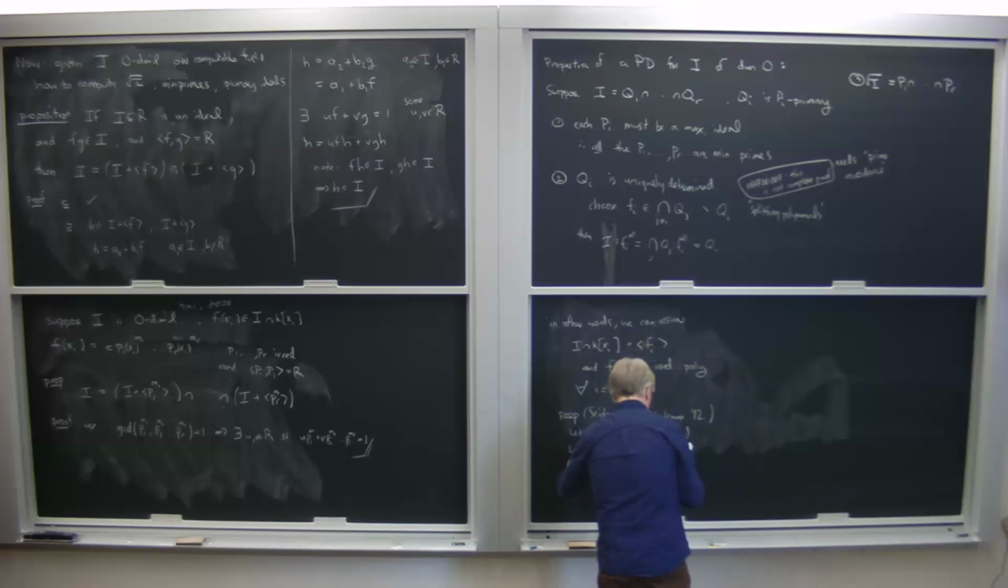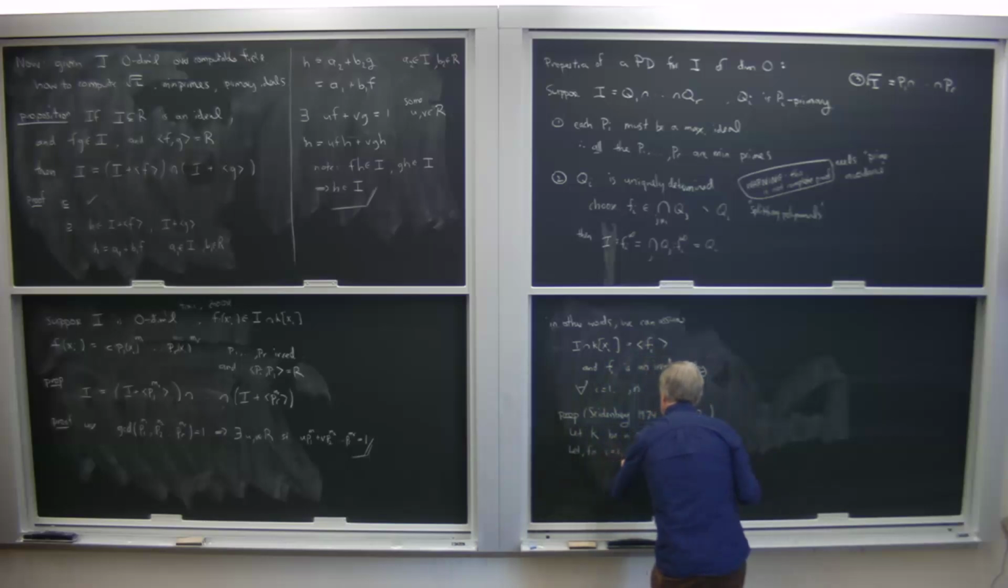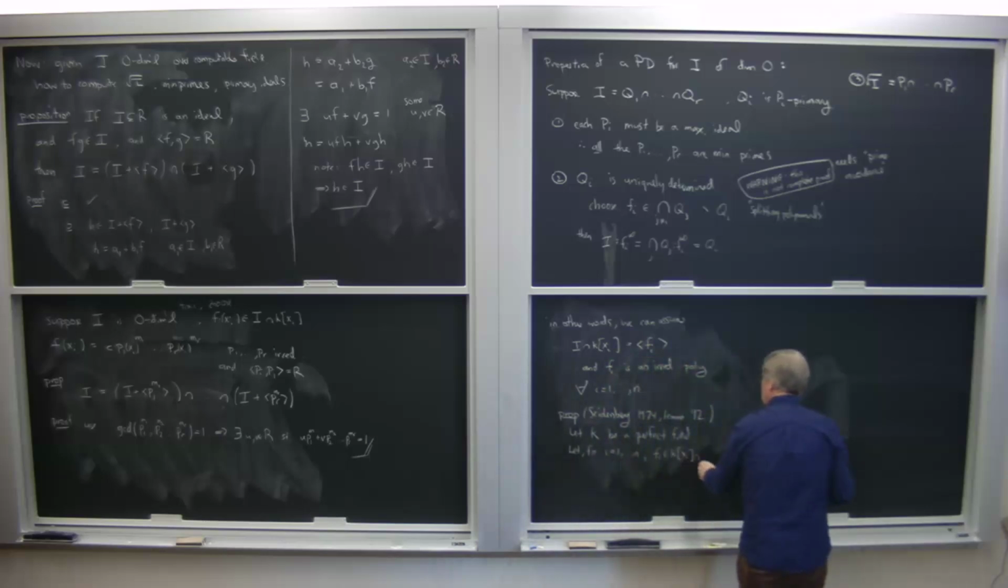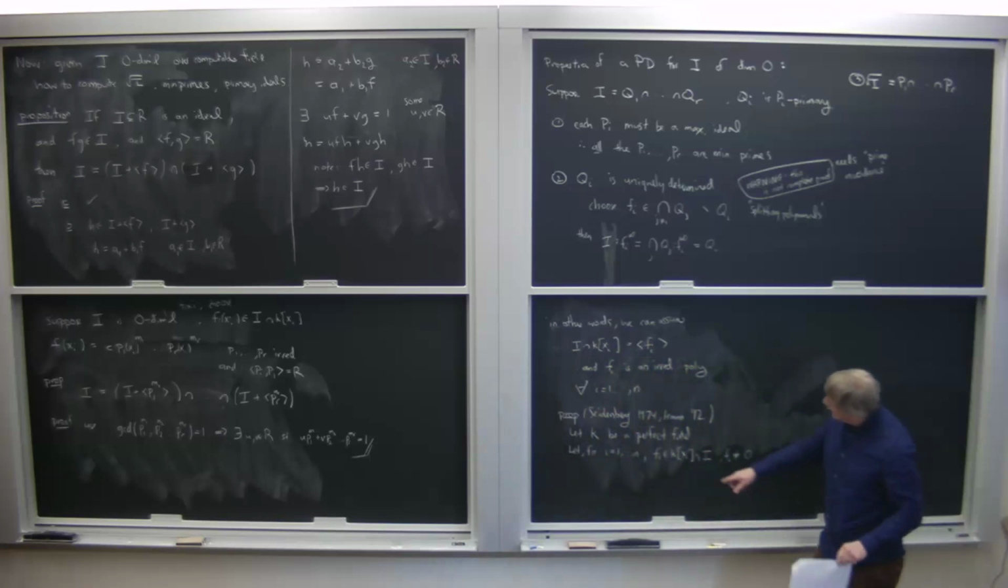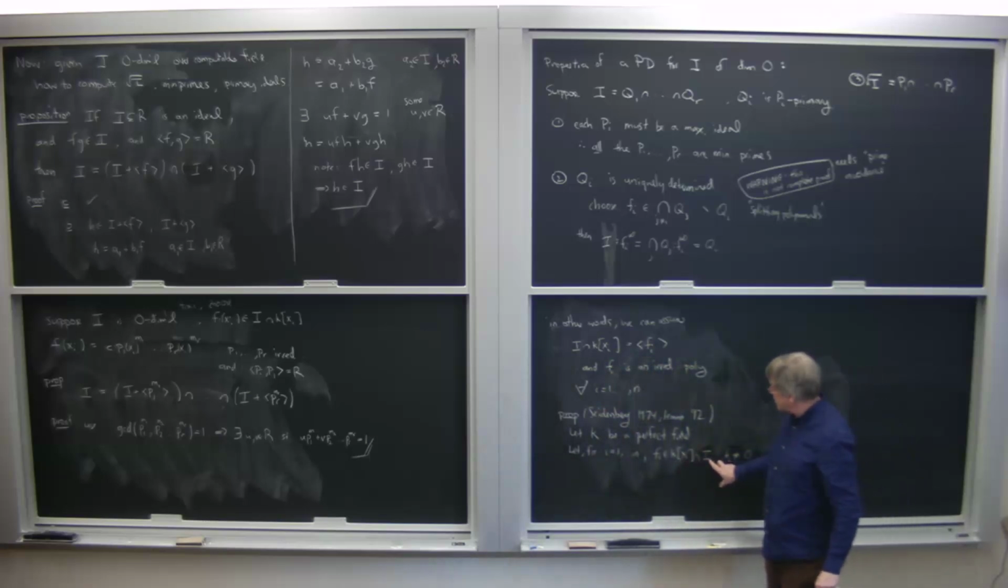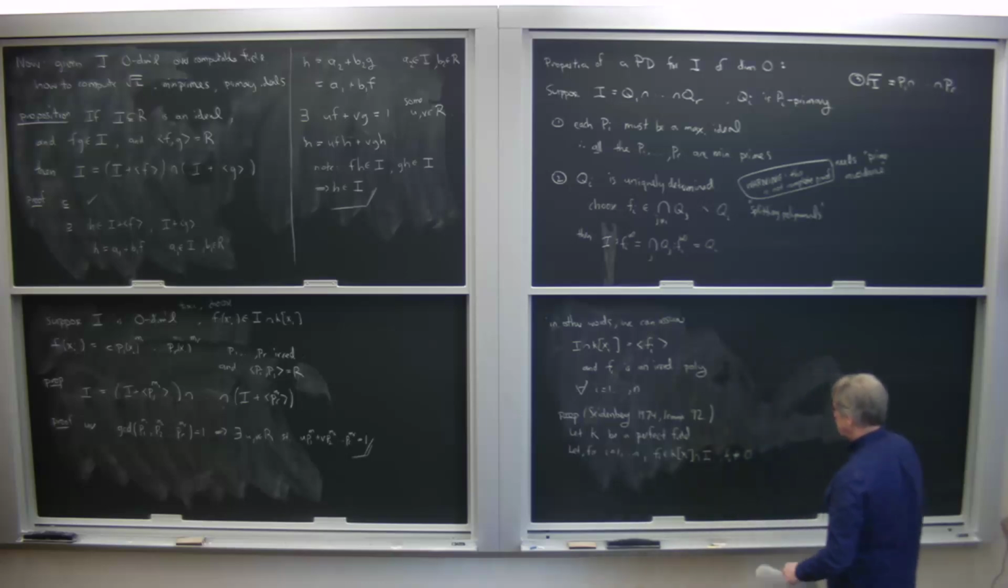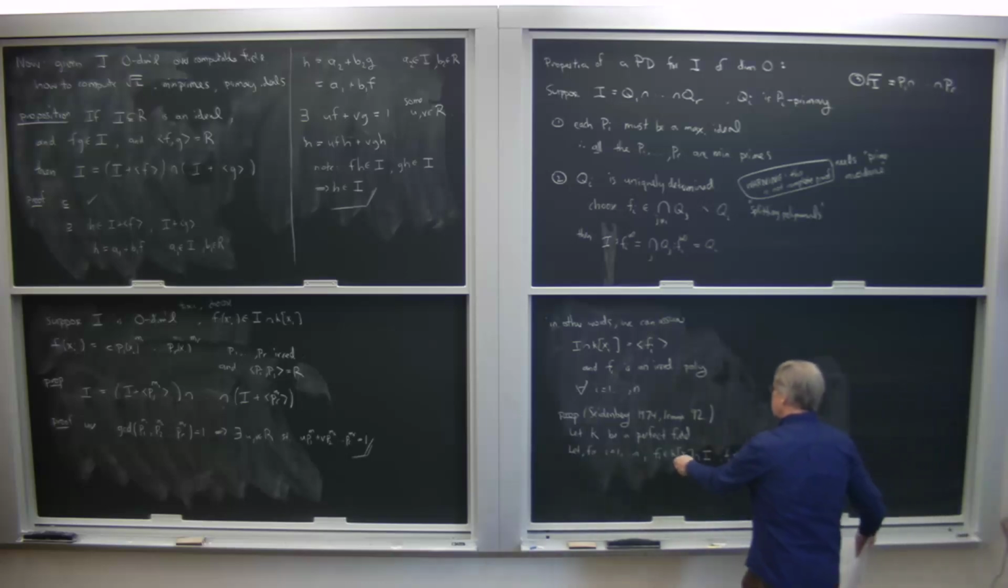Let, for i from 1 up to n, Fi be K of x_i intersect I, and where Fi is non-zero. Okay, it could happen that this is equal to 0, but then that tells you right away that I is not zero dimensional, because at the very beginning, that linear algebra thing we had proved that it had to be finite dimensional. Okay, so for every i from 1 to n, we have this thing here.